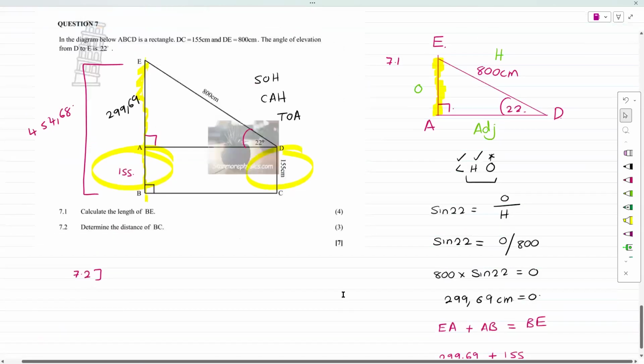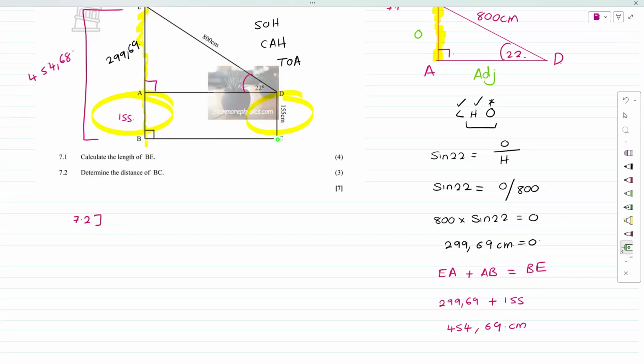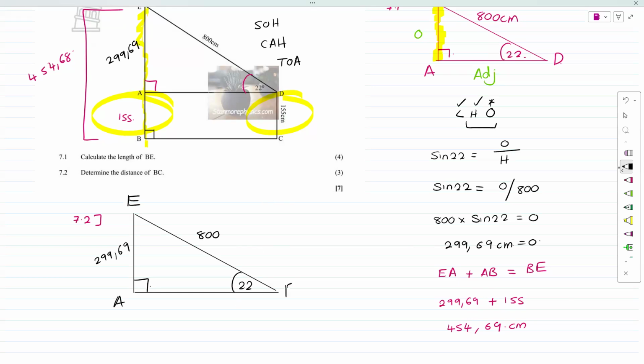Where is BC? So guys, I'm going to remove all of this writing, but I want you to understand, if this is a rectangle, BC has to be equal to AD. Okay? BC has to be equal to AD. So again, there's no need to panic, because that's 800. That's 299.69. That's 22.